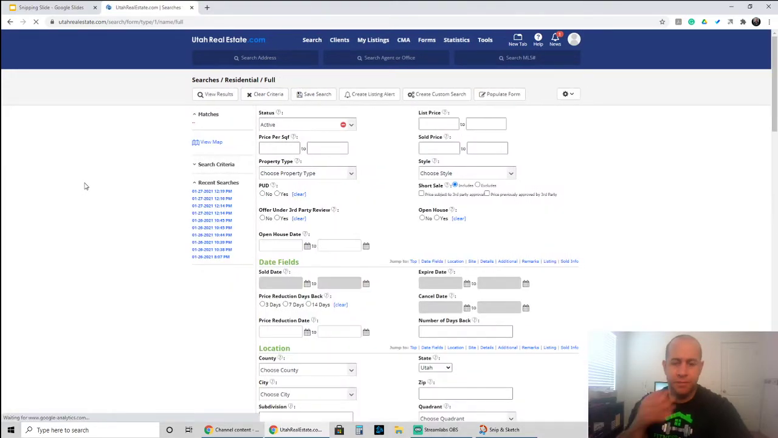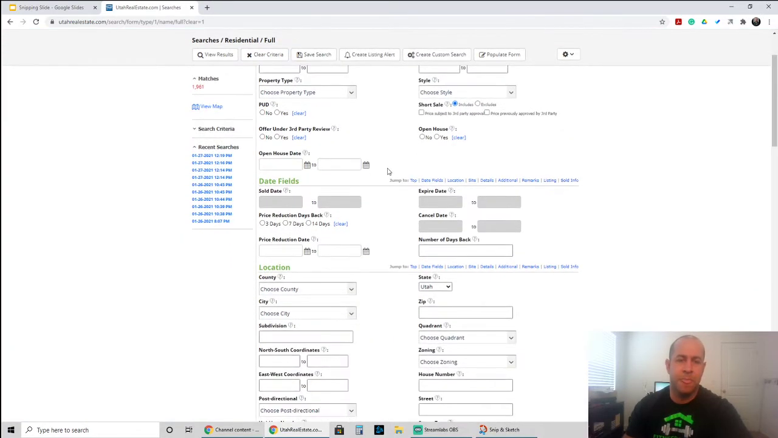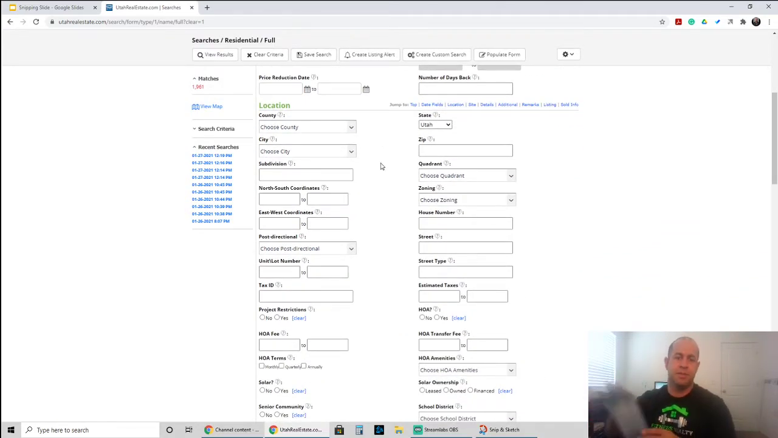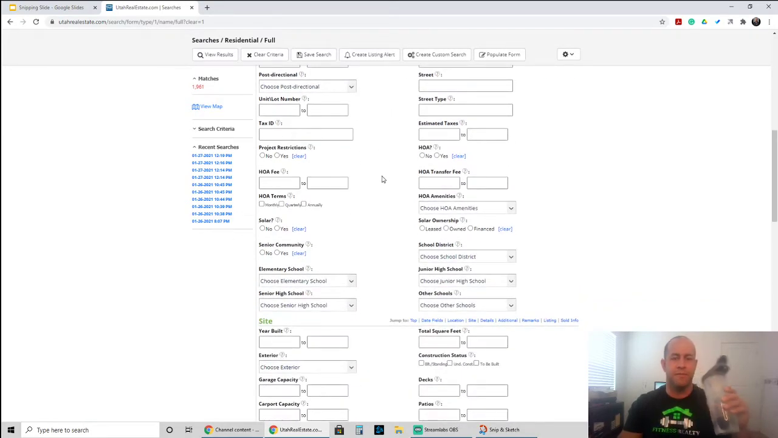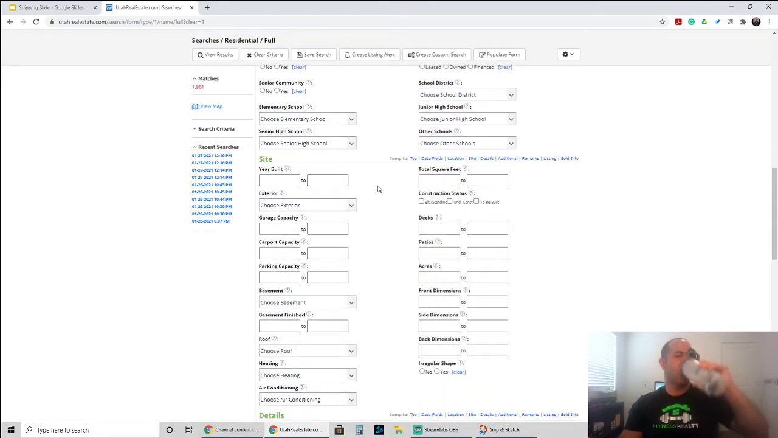Let's see if there's anything else in the full that I want to go over. Always clear your criteria, start with active again. I'm just going to scan this really quick. I didn't really make a synopsis of what I wanted to go over. I just have a bunch of stuff that I've talked about in the last week from different buyers.